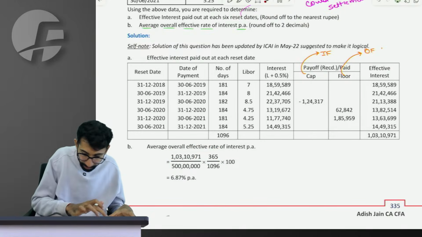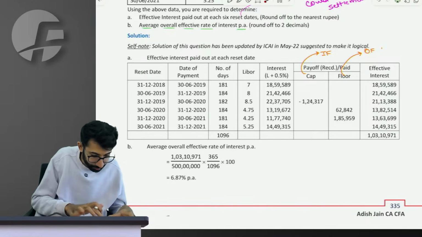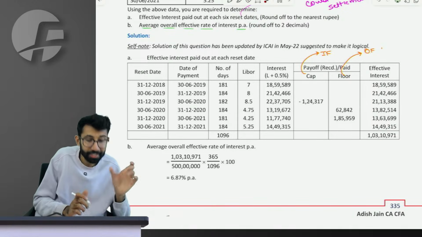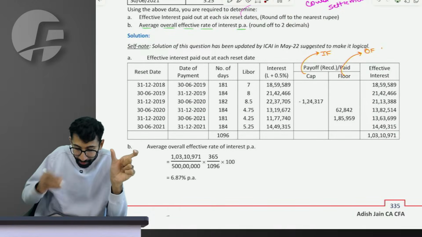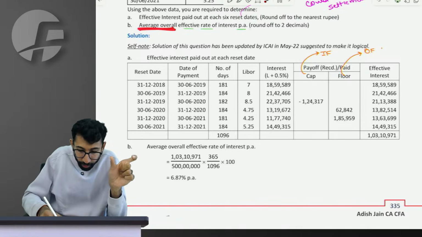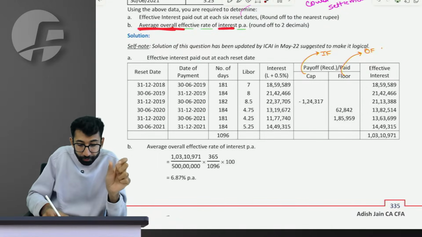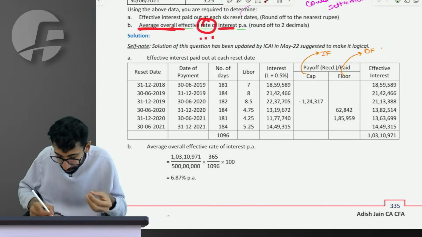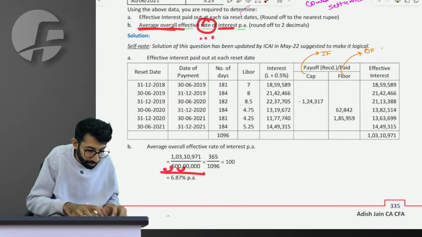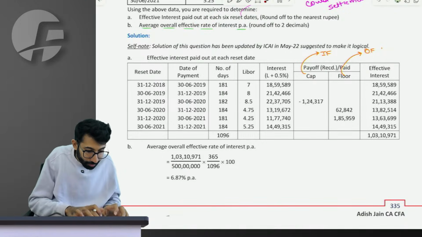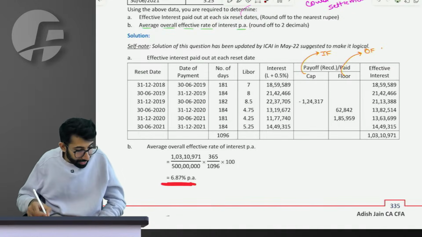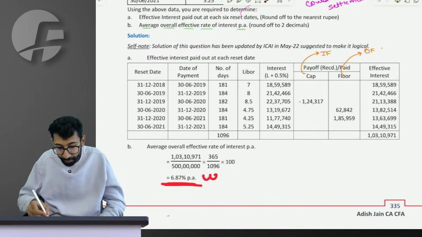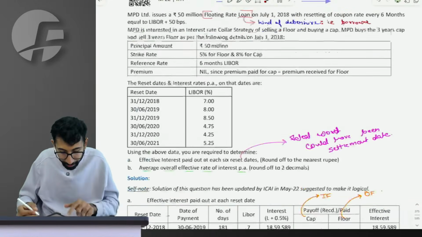So 1,01,391 divided by 1096 multiplied by 365 gives me some interest amount. That is the average overall effective interest amount, but I need the rate. So let's convert the interest amount into a percentage by dividing by the principal borrowed, 50 million. That gives me 6.867, which is 6.87% as the rate of interest per annum I paid.